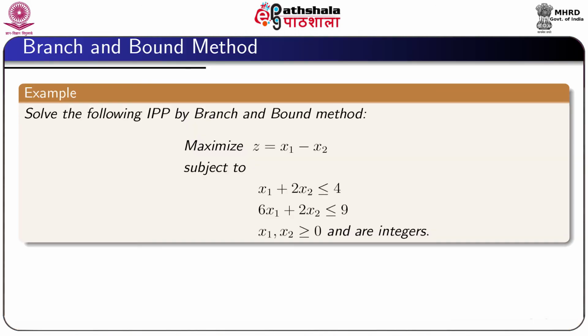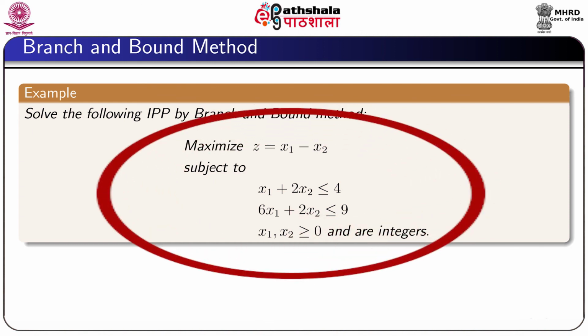However, if the number of variables is restricted to 2 only, then a graphical method can be applied to find the solution of each subproblem. We now proceed to take some examples and see how the branch and bound algorithm can be applied to find the solution of an IPP.